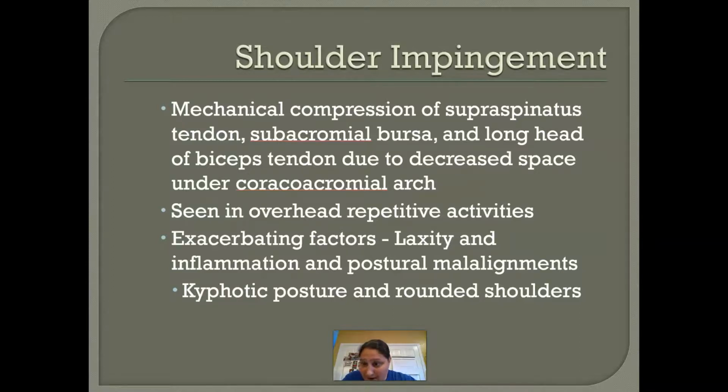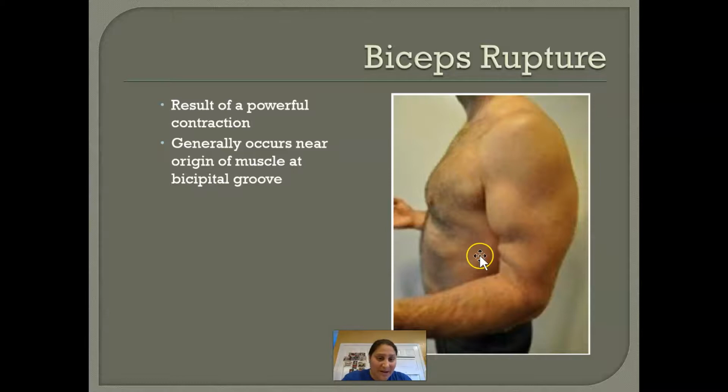Nope, almost. Biceps rupture. Okay, so right here, hopefully, we can tell that there is an anomaly or a defect right there. Usually it's going to be because of a powerful contraction. It's going to be stereotypically more towards the muscle in that bicipital groove, but it can happen anywhere. And we're finding more and more often that the biceps rupture is going to be more middle-aged men, but again, it can happen to any population.